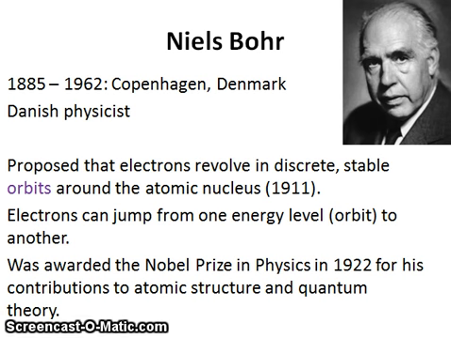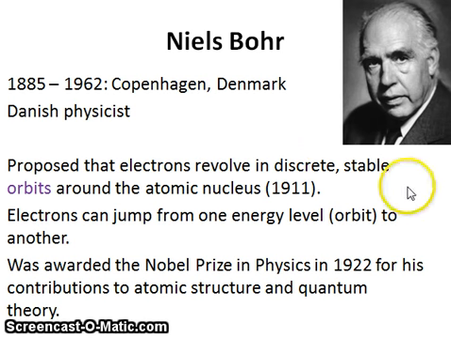Now, let's begin talking about his work. So we know Niels Bohr because he developed the Bohr model of the atom. In this model, he proposed that energy levels of electrons are discrete and that electrons revolve in stable orbits around the nucleus of the atom. What does that mean? Well, let's begin with the word discrete.